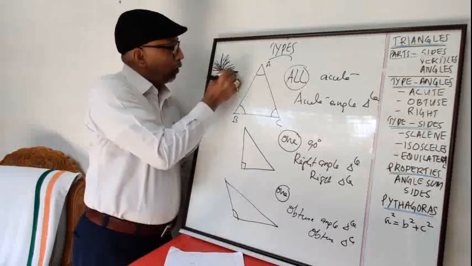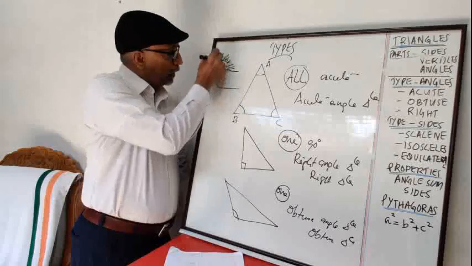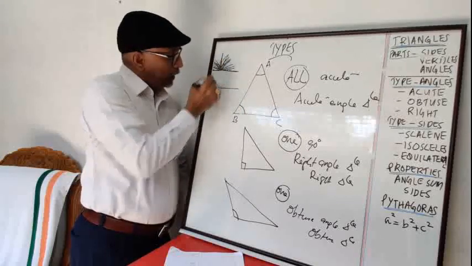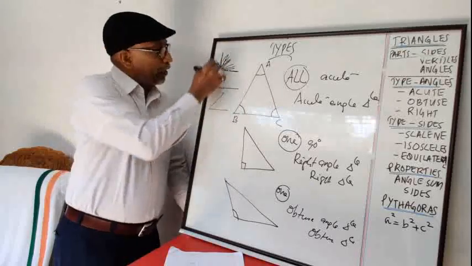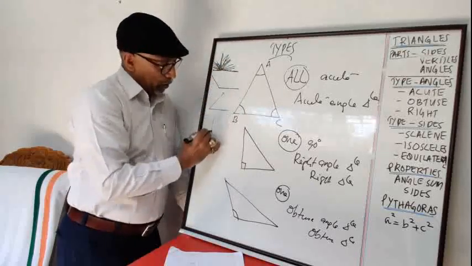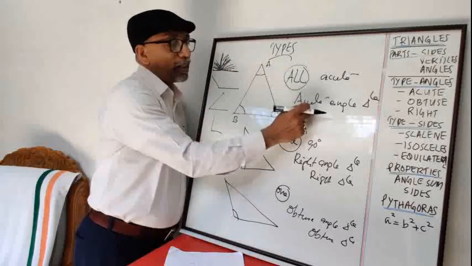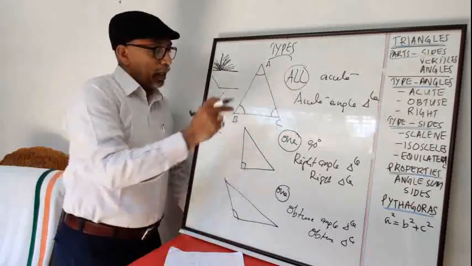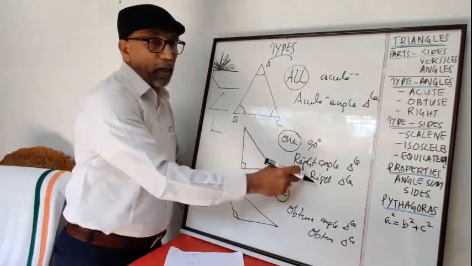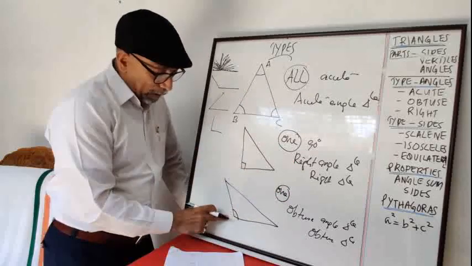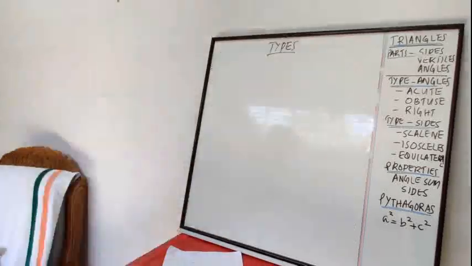See, for example, this one is an obtuse angle. See, this line means it's an acute angle. Clear, right? And this is the right one. So if all the angles are acute, then we call it an acute angle triangle. If one angle is 90, then we call it a right angle triangle. And if one angle is obtuse, we call it an obtuse angle triangle.